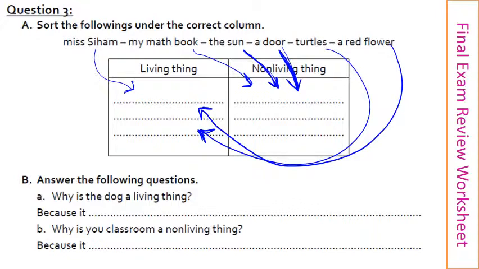Part B, answer the following questions. Why is the dog a living thing? You can give the answer that you want. I will choose breathe. Why is your classroom a non-living thing? Because it cannot grow, it doesn't grow. Come on, you can write the answer that you want. You can write it doesn't die, it doesn't need water, it doesn't need food.